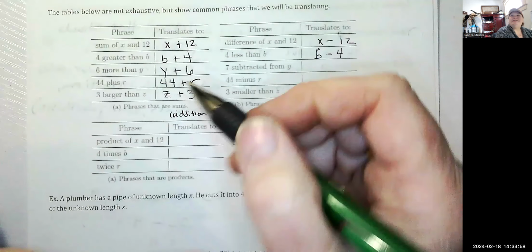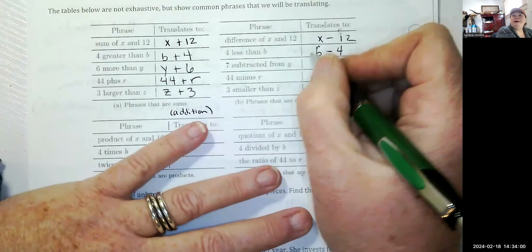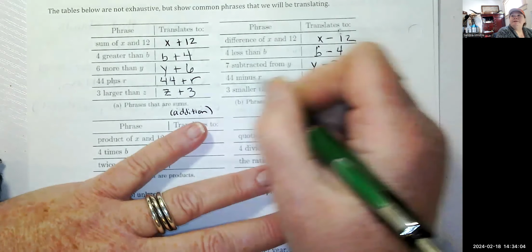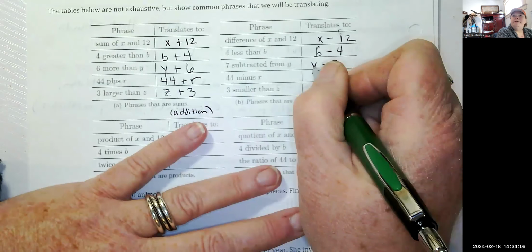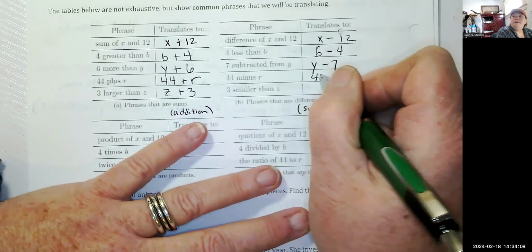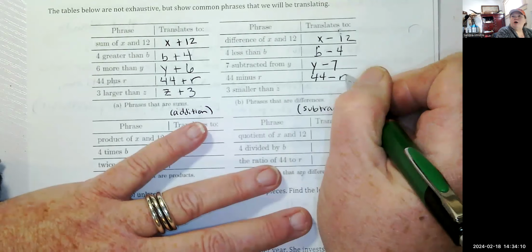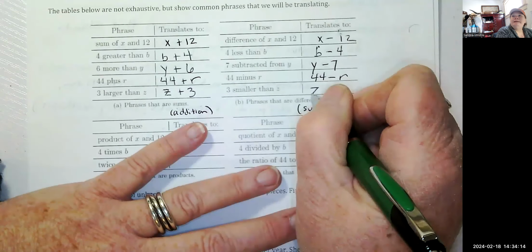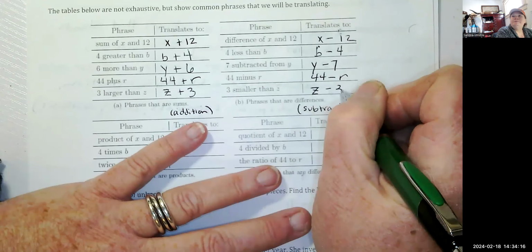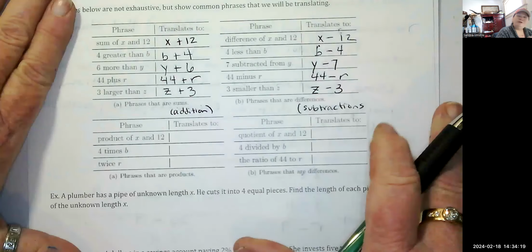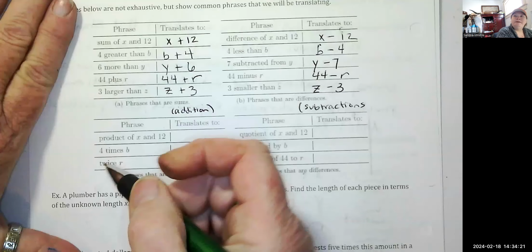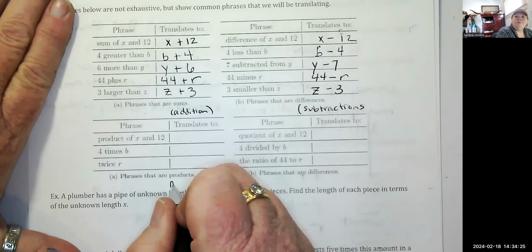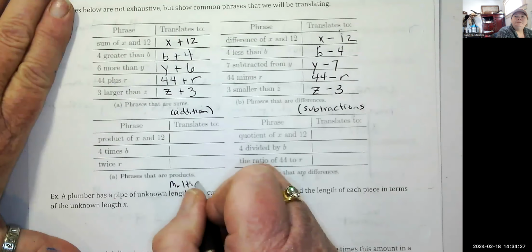All right. 7 subtracted from Y. Well, that's Y, and they're subtracting 7 from it. 44 minus R. 3 smaller than Z. So if you have a Z, it's 3 smaller than. There's than again, it flips it. And these are phrases that are products. Product means multiplication.